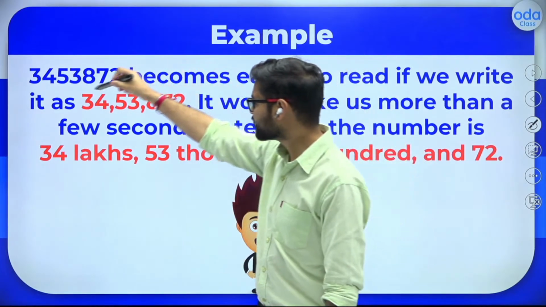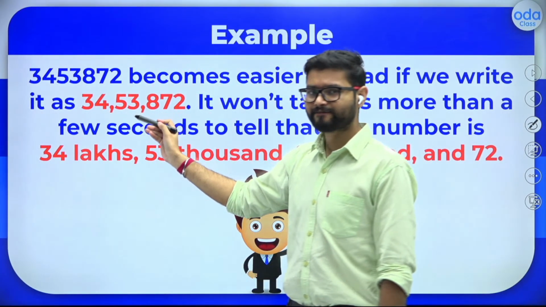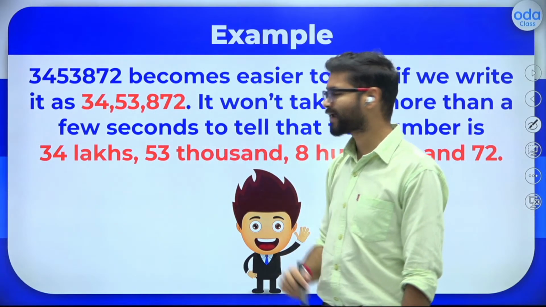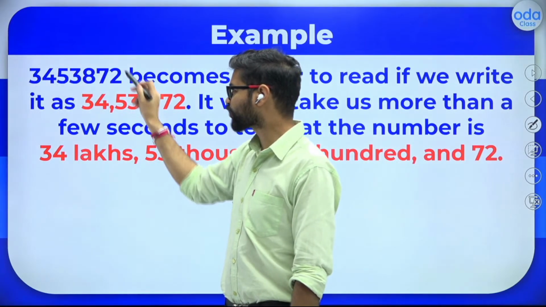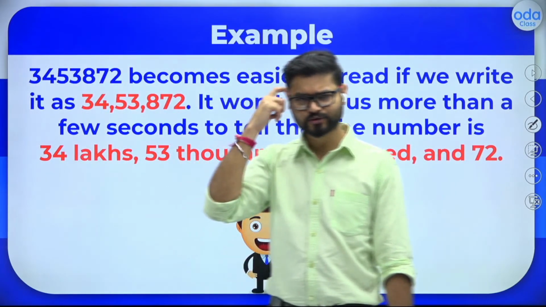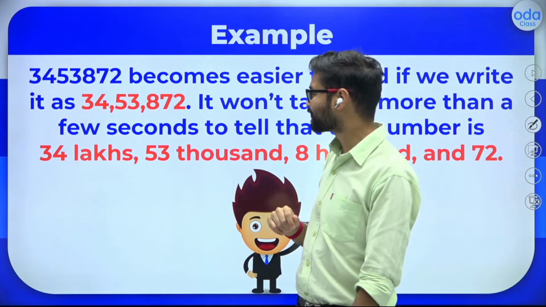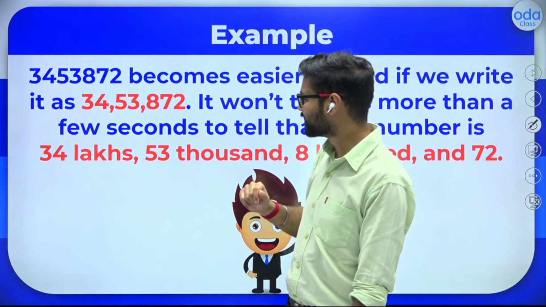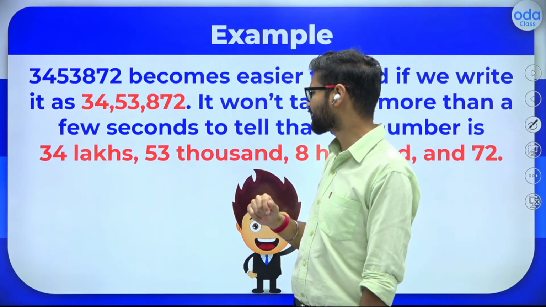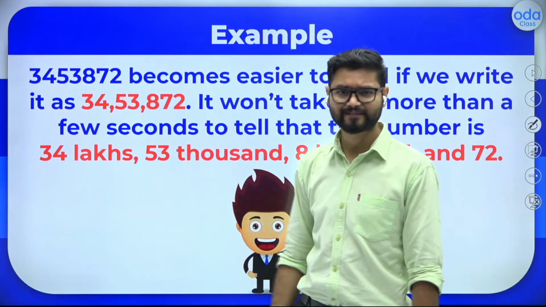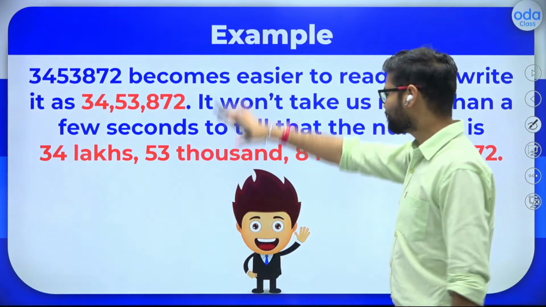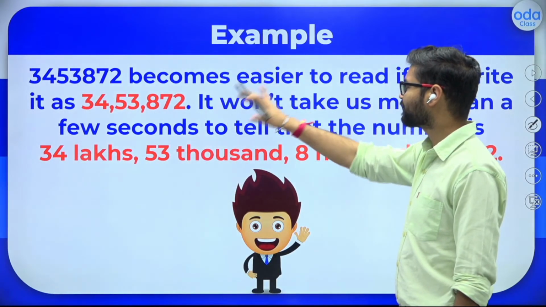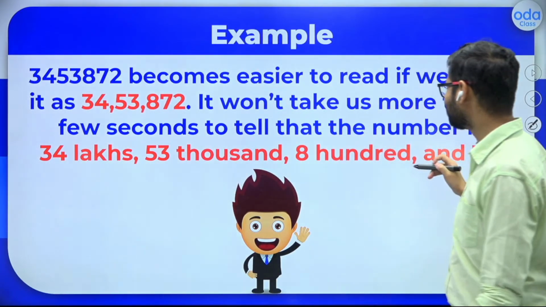Because now I can easily read this number as 34 lakhs 53,872. But if I write a number like this, what is that number? Is it 3 lakh 45,000, 34 lakh 53,000, 3 crore 45 lakhs? I don't know. So if we represent it like this, it becomes easier to read and also easier to write.